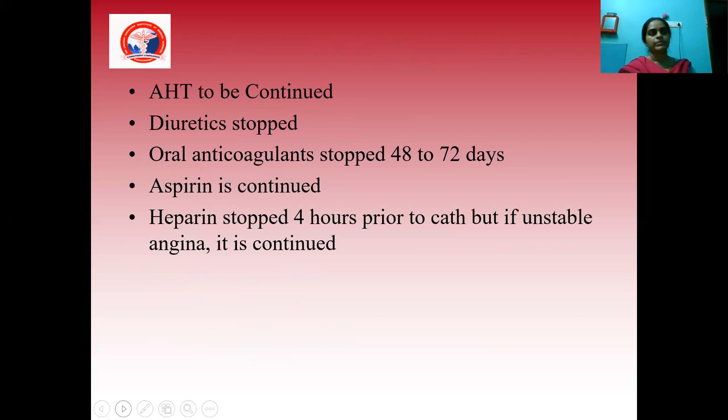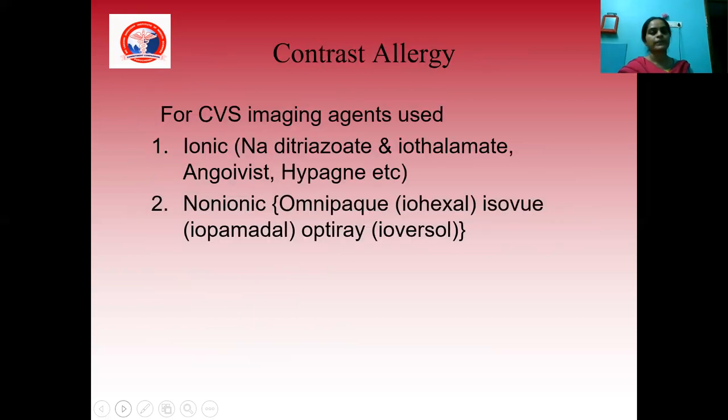So drugs, if the patient is on multiple drugs, antihypertensives should be continued, diuretics should be stopped, and oral anticoagulants stopped 48 to 72 hours prior. Aspirin is continued. The parent should be stopped for 4 hours prior to gas. But in unstable angina, it should be continued.